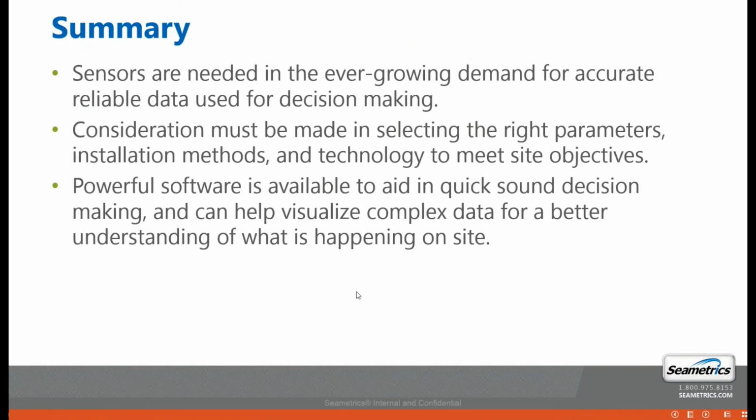And so in summary, sensors are needed, as we all know. There's a demand for accurate, reliable data so that people can make good decisions about one of our most valuable resources, which is water. Consideration in making selections: the right parameters, installation methods, and technologies to meet site objectives. And software, the powerful software that is available to aid in quick, sound decision making, and that can help you visualize what's going on without just looking at a water level or a conductivity level or a turbidity level.